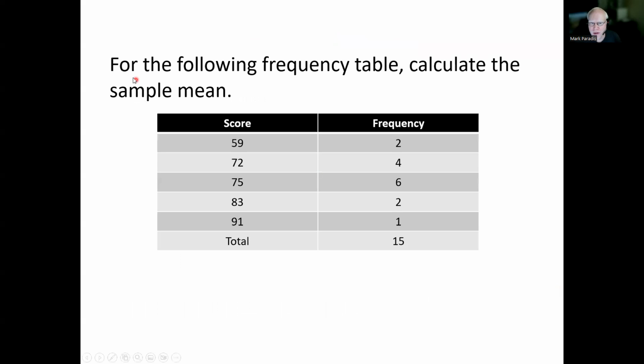So let's give this a try. For the following frequency table, calculate the sample mean. Here are some scores, here are some frequencies, here's the total. You could try both methods if you want: the original method, where you sum up each observation and then divide by the entire sample size. But definitely try it with the relative frequency method, and we'll take a look at what the difference is. So pause it, give it a try, and then we'll come back together.